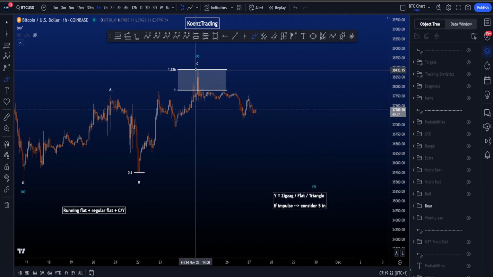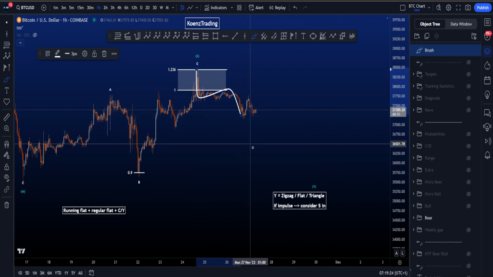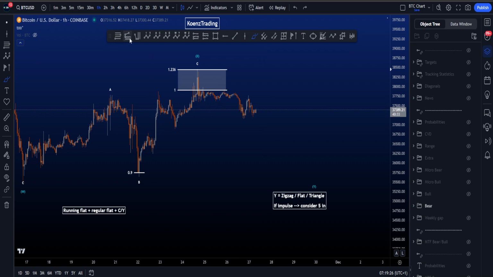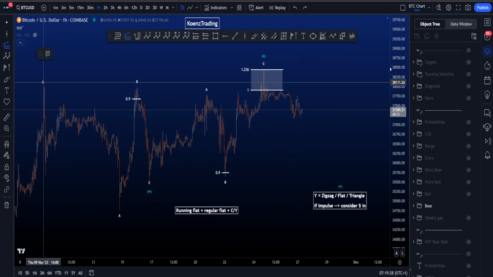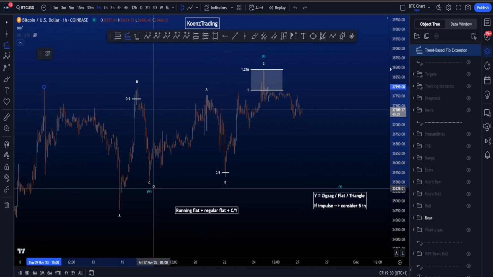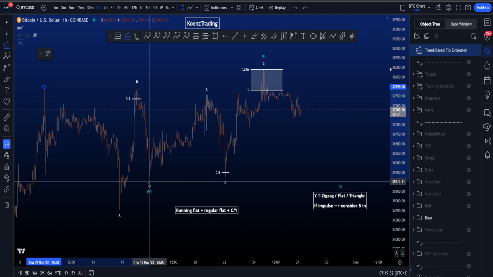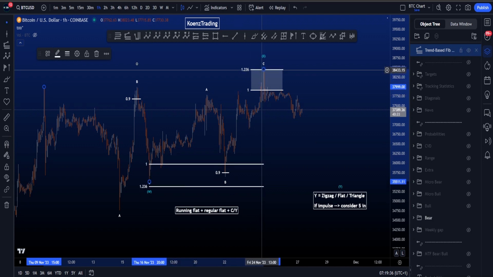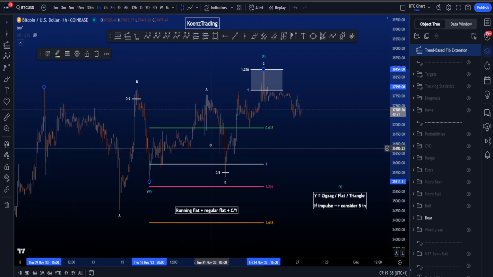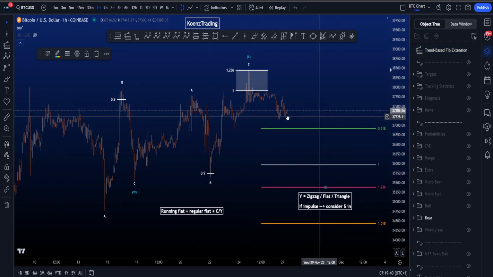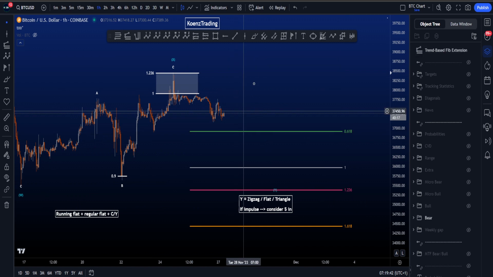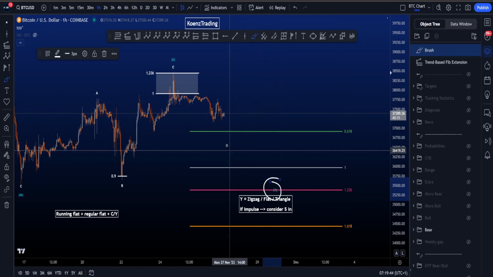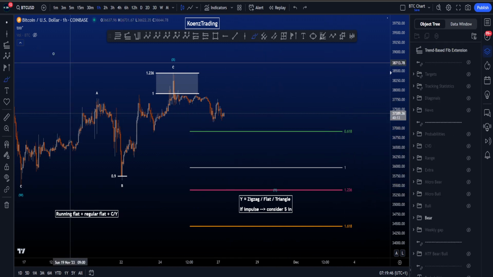You can't have a WXY inside a wave Y. If we look at the triangle, we have the same problem. If this over here is an ABC to the downside, it is very, very shallow for a triangle in a wave Y as well. If you take a trend-based fib extension from the high of W to the low of W to the high of wave X over here, and you toggle on the wave Y targets, you can see the 0.618 is a minimum target for wave Y, but we didn't yet reach the 0.618.